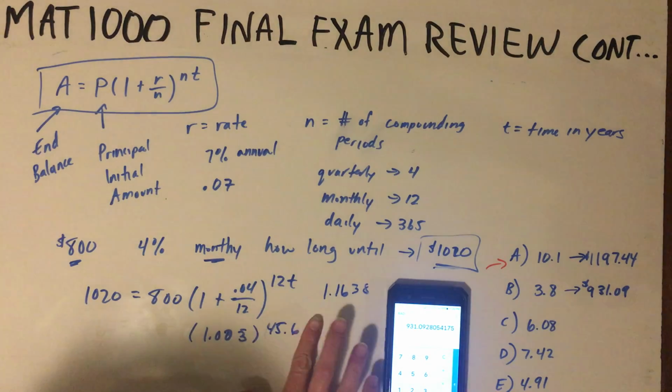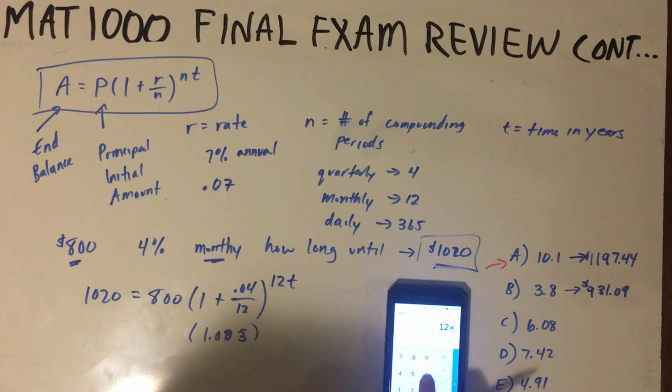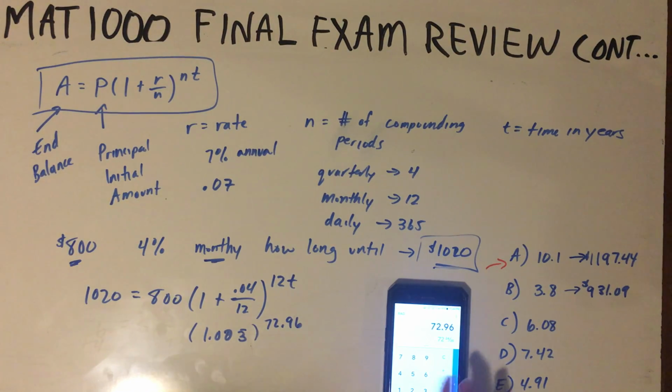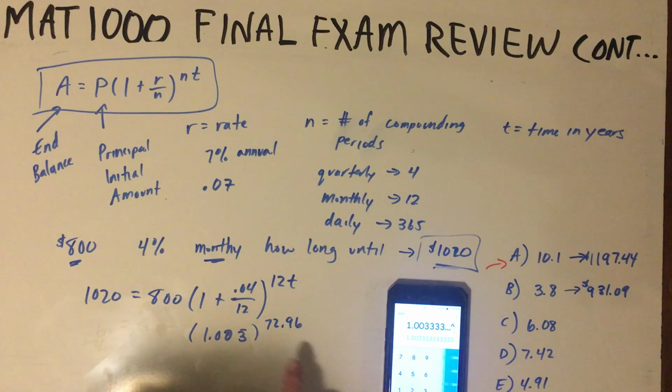So let's try the next one just for practice. I'm going to do 12 times 6.08, and that gives us 72.96. Going through this process again, how did I get this 1.003? I take the 4%, divide it by the 12, the monthly, see what that equals, and add it to the 1, and that's where I got this 1.0 with the 3 repeating. I'm going to raise that to the 72.96.